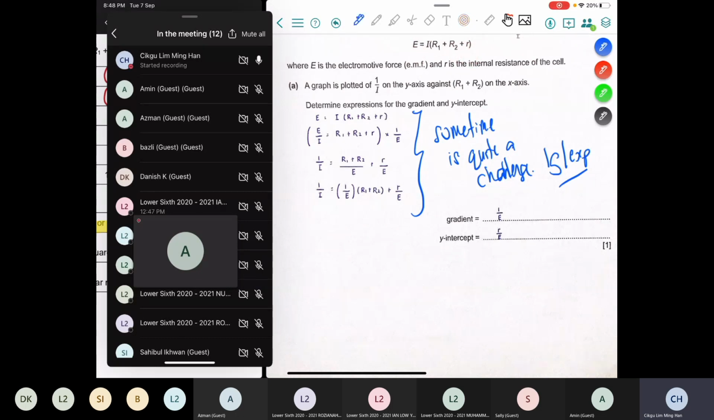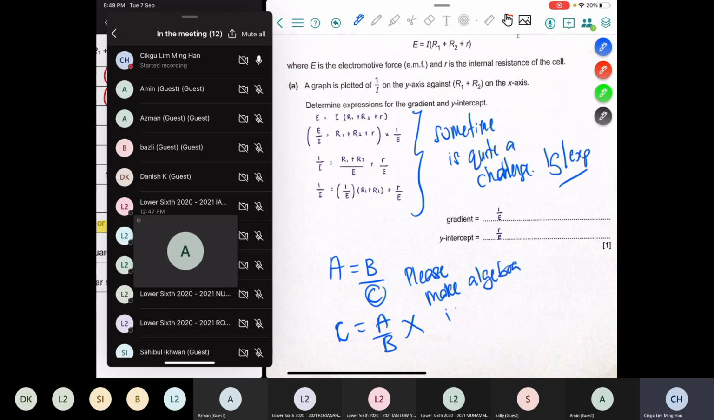Jangan terbalik. I can see sometimes A equal to B over C, you make C the subject. Terbalik. This one becomes A over B. This is wrong. So please make sure your algebra is very good. Jangan cuai ya, especially those yang over ni. Jangan cuai ya. Yeah. Alright, if there's no other question, we will stop early today lah.